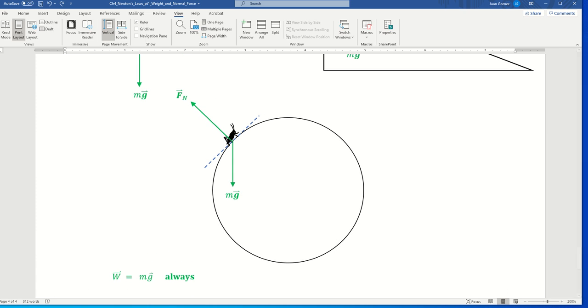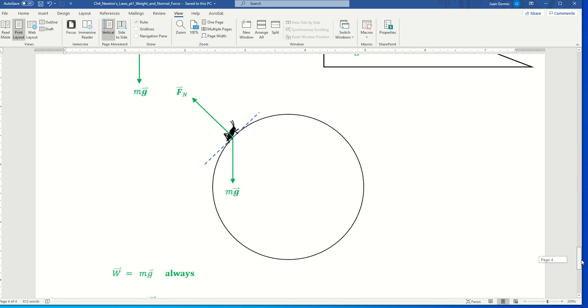Yeah, and again, just to emphasize, I've drawn the weight in each case. The weight is always equal to mg, but important with normal force, normal means perpendicular. Perpendicular to what? To the surface, and it's the pushing force. It's the force of the surface pushing on the object. All right, so that's how to draw W and mg. Excuse me, W is mg. That's how to draw the normal force Fn and the weight mg.